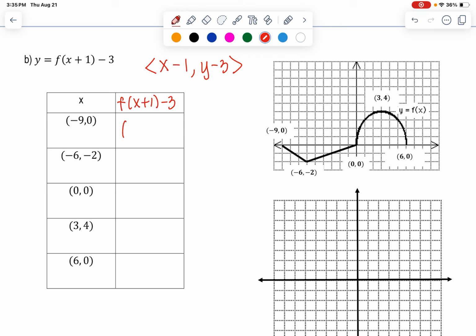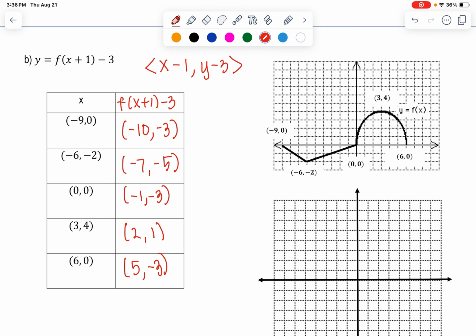All right, subtract 1 from your x value, negative 10. Subtract 3 from your y value. Subtract 1 from your x value, negative 7. Subtract 3 from your y value, negative 5. 1 from your x value, 3 from your y value. And there are your points for this one.